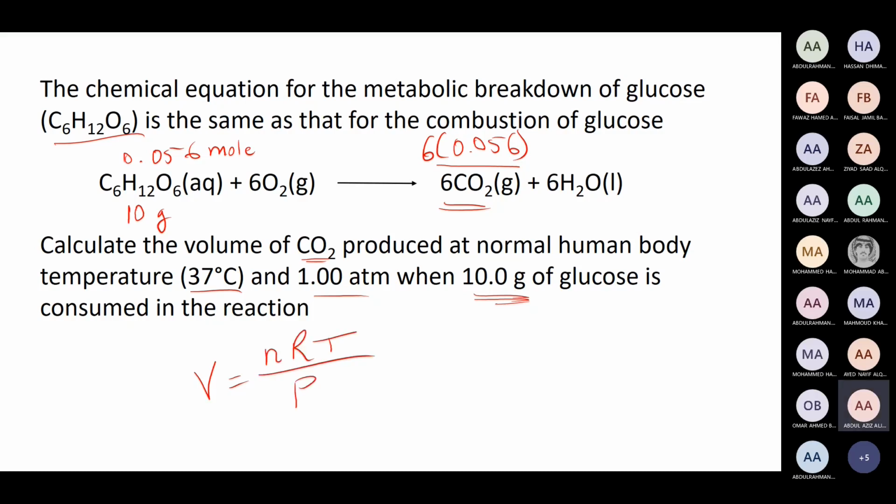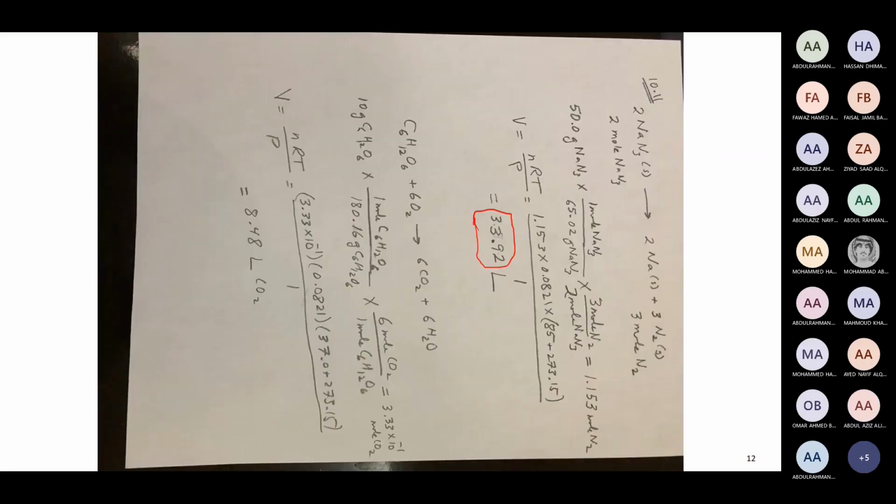nRT over P. You have P, you have T, temperature, and of course R is available in the periodic table, but what is R? 0.08206. Fine. Okay, very quickly, give me the final answer. 8.48. 8.48 liter. Who got the same answer? Yes, me. Good, great. This is the correct answer. It's available for you again.